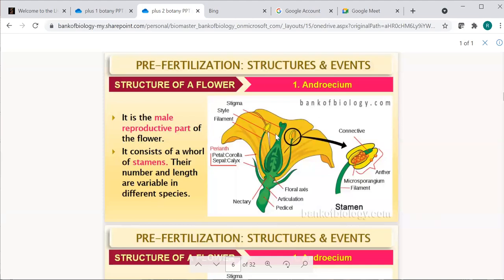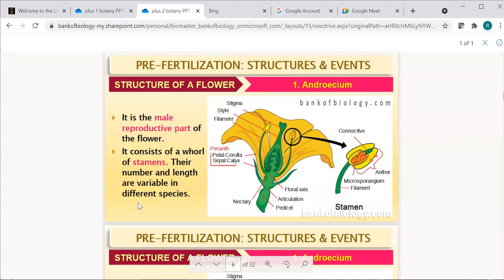And this one is the female part. ठीक है, female में क्या क्या है? ऊपर, the area is called stigma. ये जो support करते हैं from ovary to stigma is called style. And this is the ovary. So androecium has a whorl of stamens.